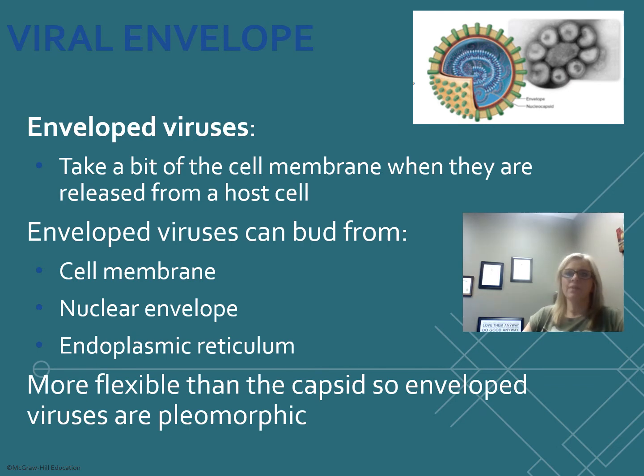Enveloped viruses get their name because they take a bit of the cell's membrane with them that forms an envelope. Some of them will bud off the cell membrane, and others actually leave via the nuclear membrane itself. These are going to be more flexible, so they're what we call pleomorphic, P-L-E-O-M-O-R-P-H-I-C, which means they can have many different shapes. They're not always going to have the same identical shape per individual virus.